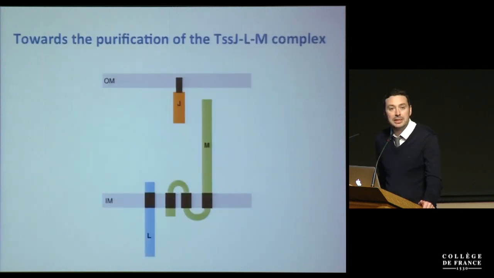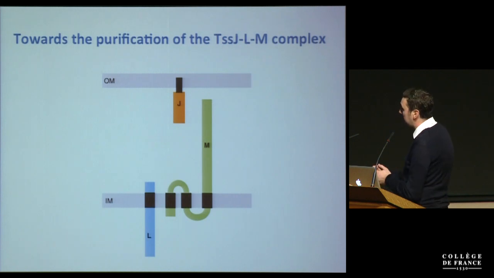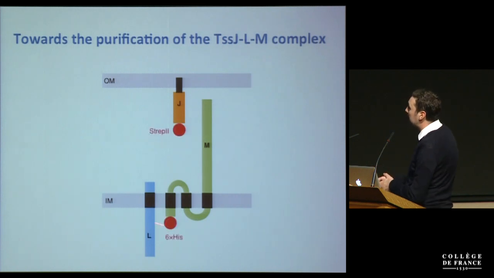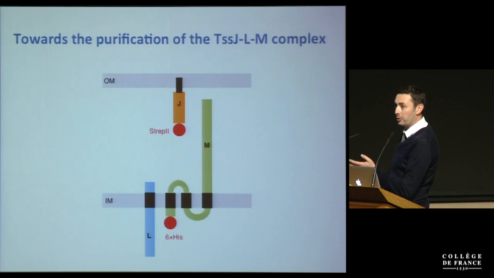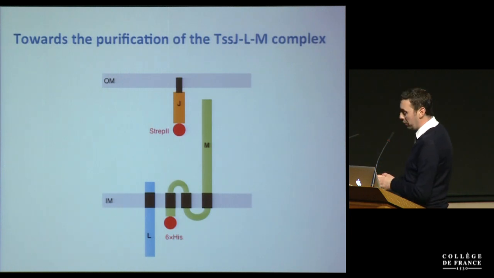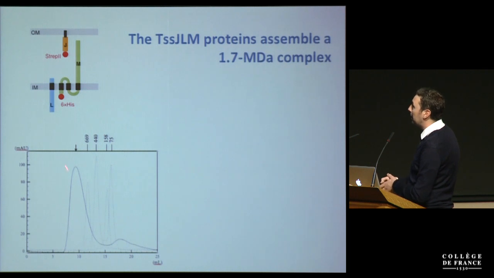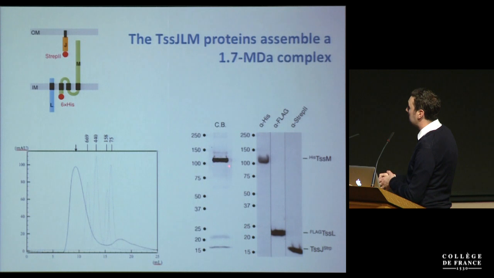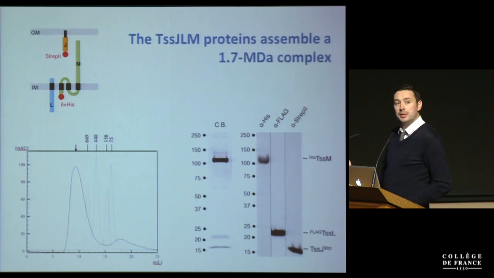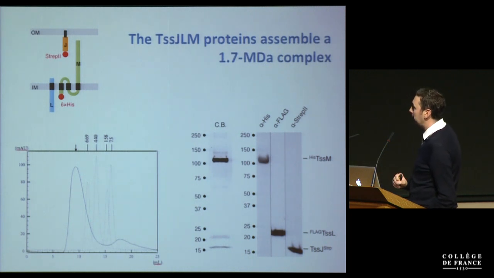So to gain insights about the structure of the whole complex, we made a double fusion where we fused the histidine tag to TssM and the Strep tag to TssJ. We knew that these locations for the tags were functional, and indeed all the cells here were fully functional. So when we tried to purify first by histidine column and then by Strep-tag column, we got this 1.7 megadalton complex. And in this complex, we can find TssM, TssL, and TssJ. So we did some stoichiometry experiments, and we found that there are 10 copies of each protein: 10 copies of M, 10 copies of L, and 10 copies of J in the complex.